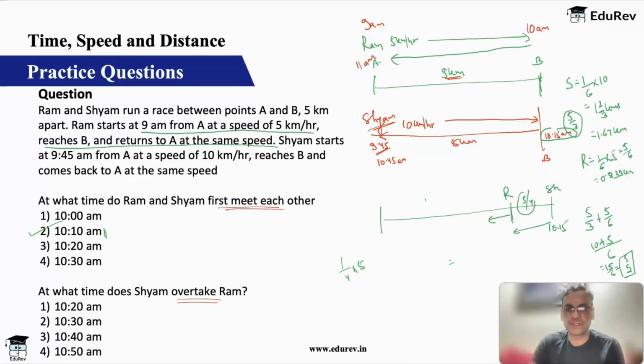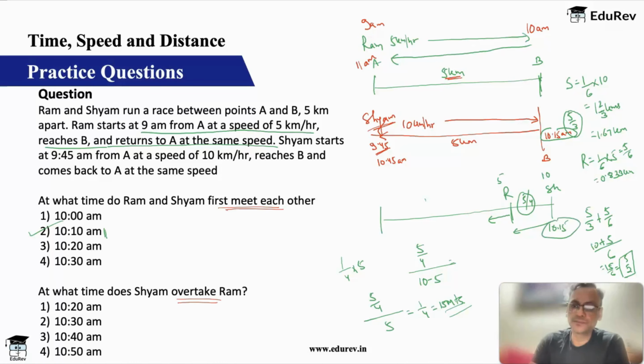So now both of them are running in the same direction. The distance between them is this, and I know the speed 5 and 10. I can apply relative speed again in the same direction. So now the distance is 5 by 4 and relative speed is 10 minus 5. So it is 5 by 4 upon 5, which is 1 by 4, which is 15 minutes. Right? It is 10:15 already, plus 15 minutes more, that means 10:30. So now they are going to meet at 10:30.